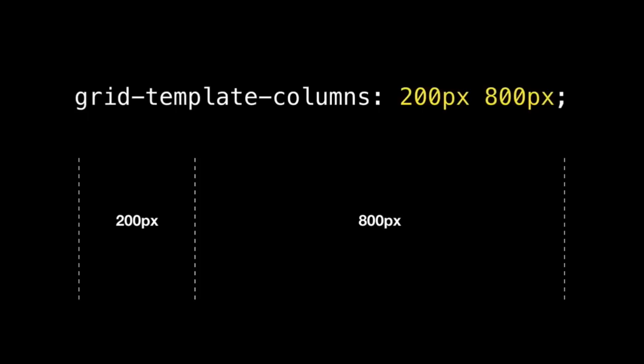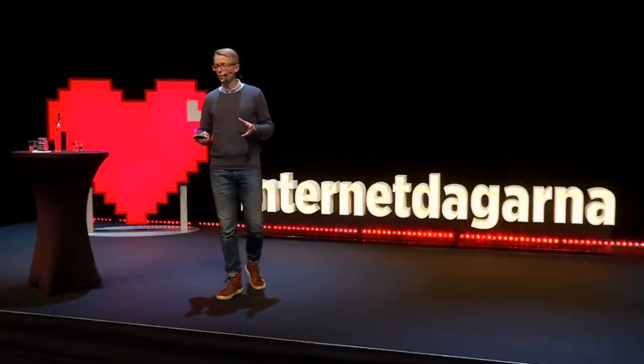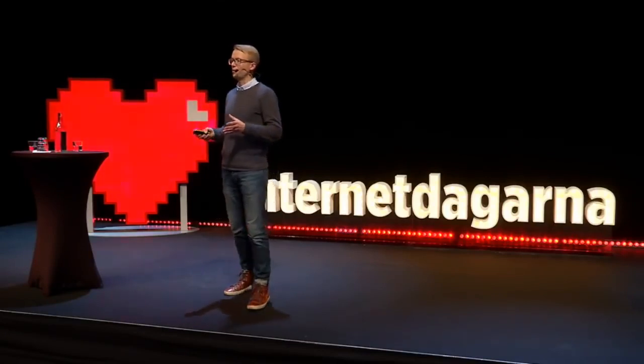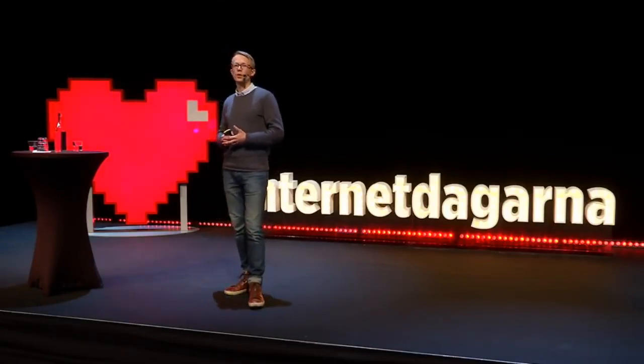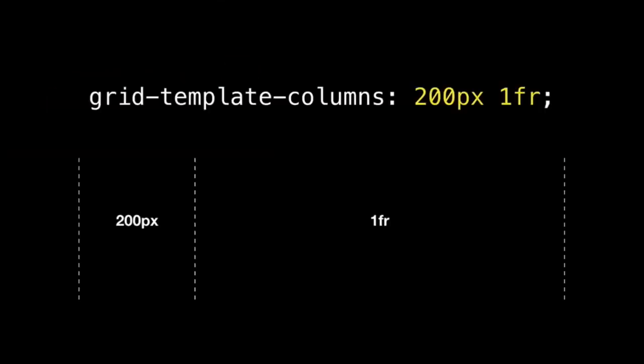Grid-template-columns and its counterpart, grid-template-rows, allow you to define arbitrary tracks. A track is a generic term for column or row, by the way. So here we're creating a 200 pixel wide column and another 800 pixel wide column. And these are obviously fixed width columns. Now this example changes the second column to a flexible width. CSS Grid introduces a new fr unit, which means fraction of the available space.